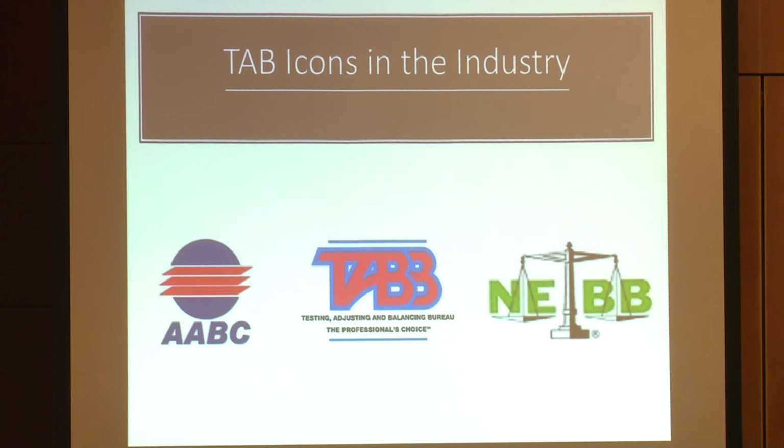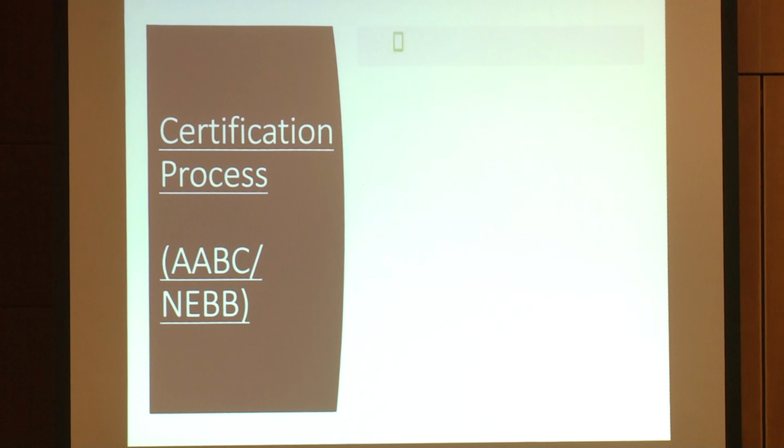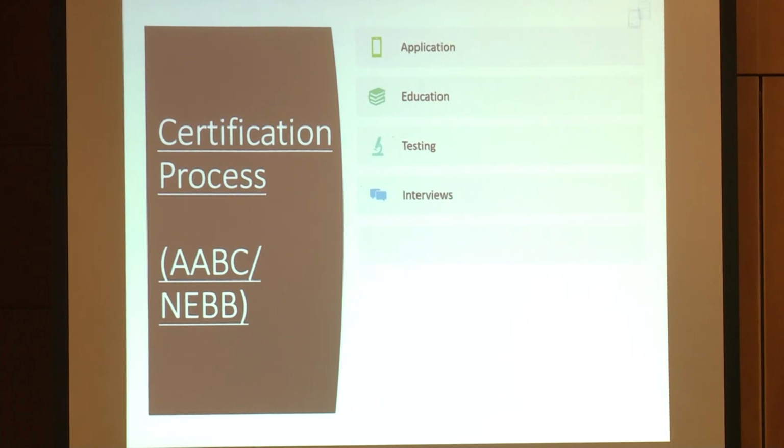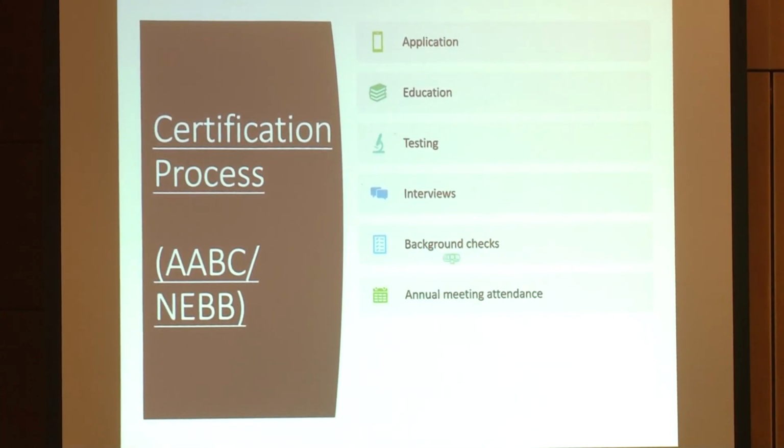These are typical icons that we see in the industry. The certification process is a long process, and it's not an easy process. Typically, what happens is you're either certified as a TAB engineer or you're certified as a TAB technician. One of those two is what most everybody does. Obviously, the TAB technician is who works in the field most of the time, and the TAB engineer is who works in the office to support that field TAB technician in the field. That's typically how it's done.